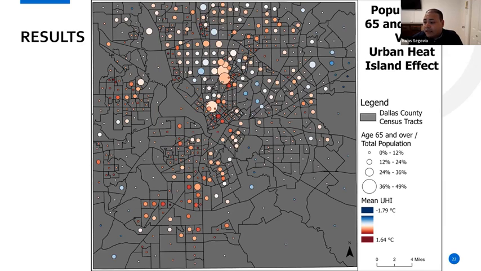This map is looking at the population that is 65 and older and the UHI distribution. It visually shows that most of the census tracts that have a high older population have a lower UHI temperature.